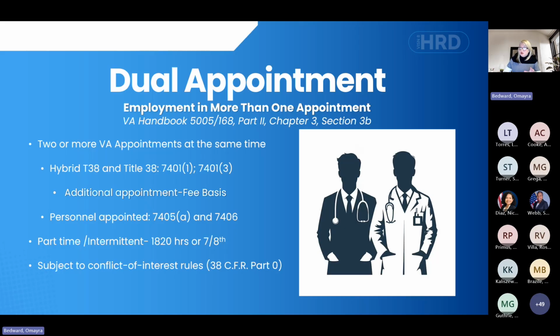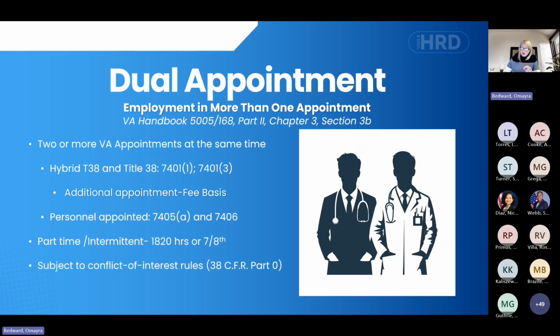Now, this section includes a note, and it's a very important note. It says, any additional appointment may only be on a fee basis, as described in paragraphs B3 through B4. The other group of people that can have more than one appointment are personnel appointed under 38 USC 7405(a) and 7406. Okay, so the 7405(a)s are your temporary full-time appointments and part-time appointments without compensation. Your 7406s are your residents and internships.